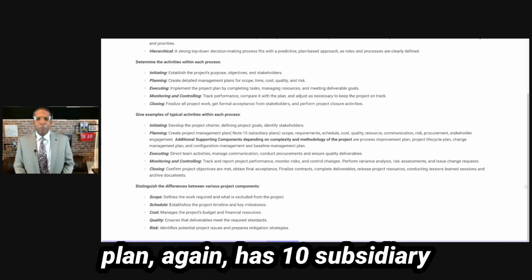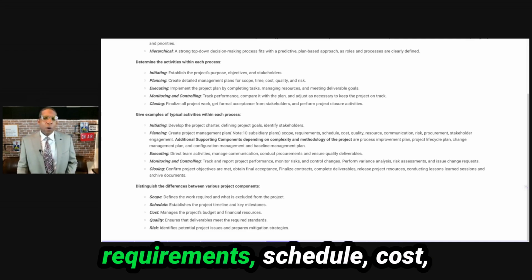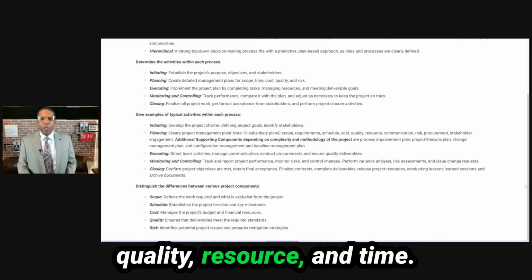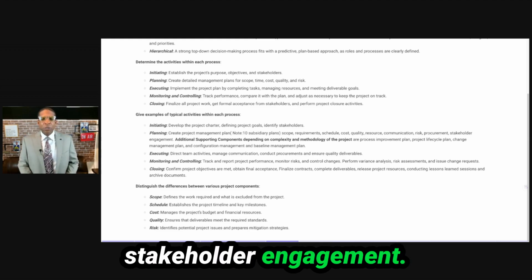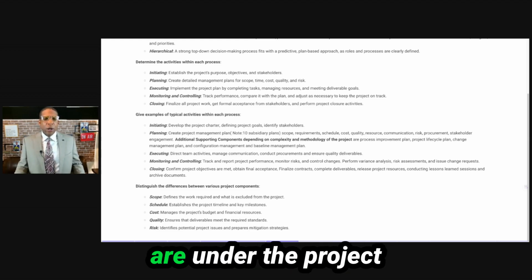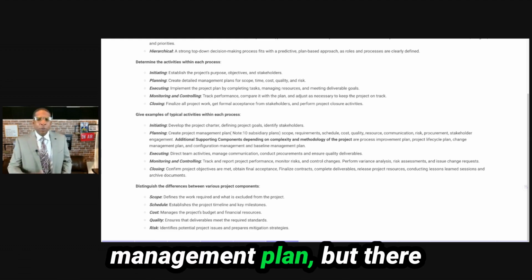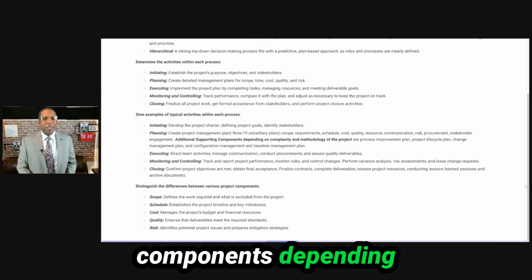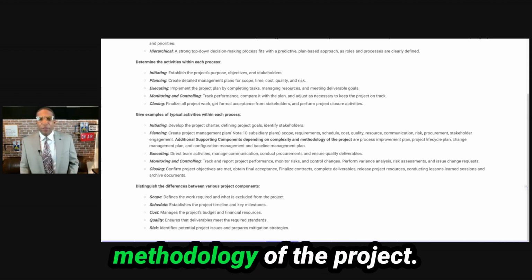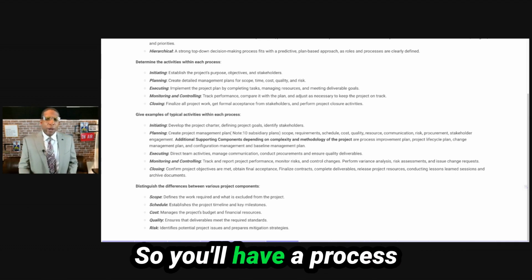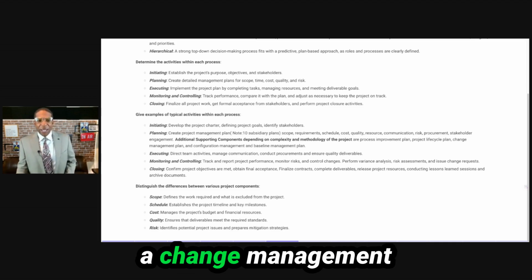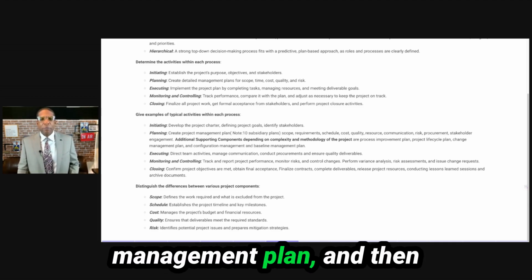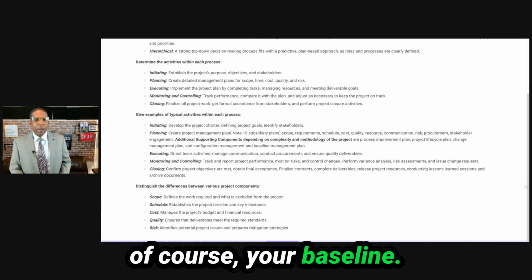So the project management plan, again, has 10 subsidiary plans, which is scope, requirements, schedule, cost, quality, resource, communication, risk, procurement, and stakeholder engagement. These are all plans that are under the project management plan, but there are also some supporting components depending on the complexity and the methodology of the project. So you'll have a process improvement plan, a project lifecycle plan, a change management plan, a configuration management plan, and then, of course, your baseline management plan.